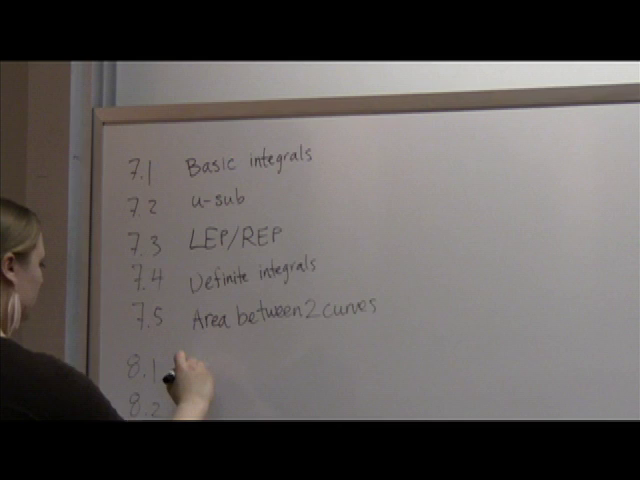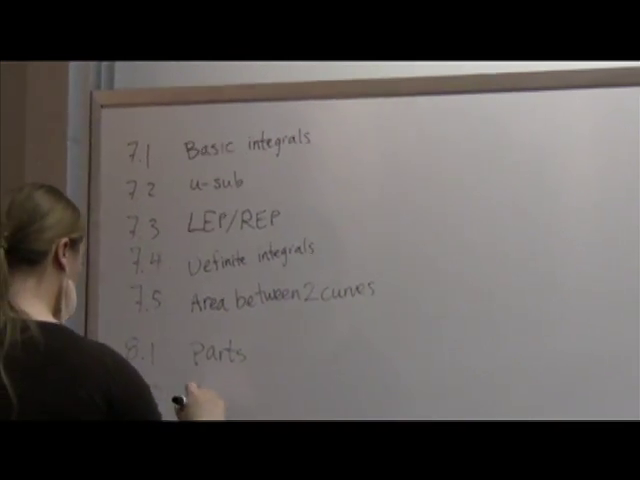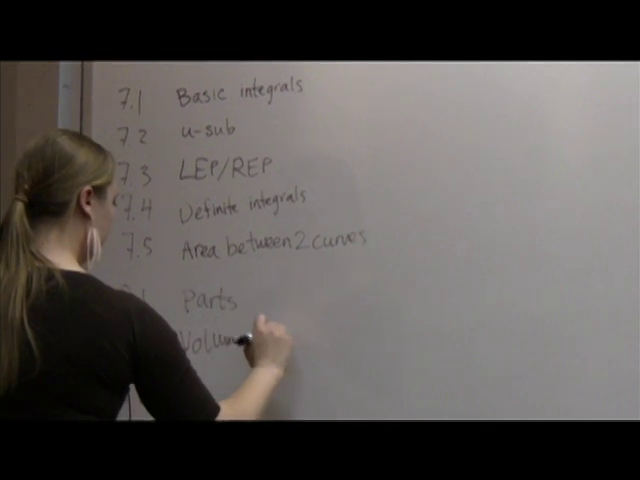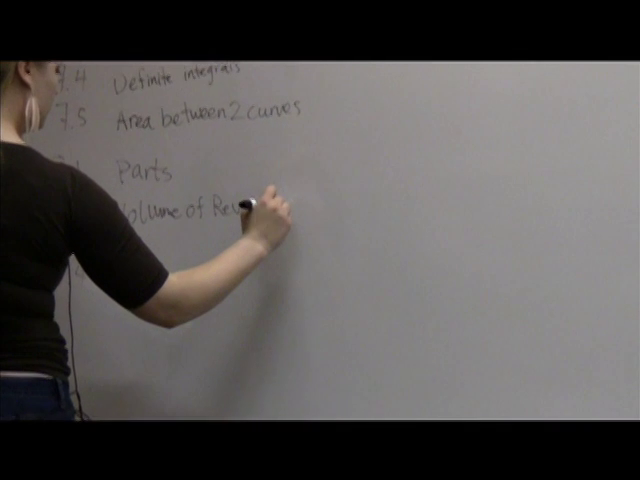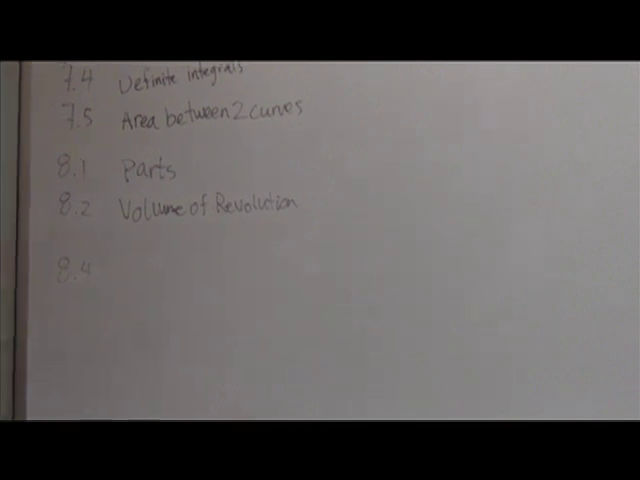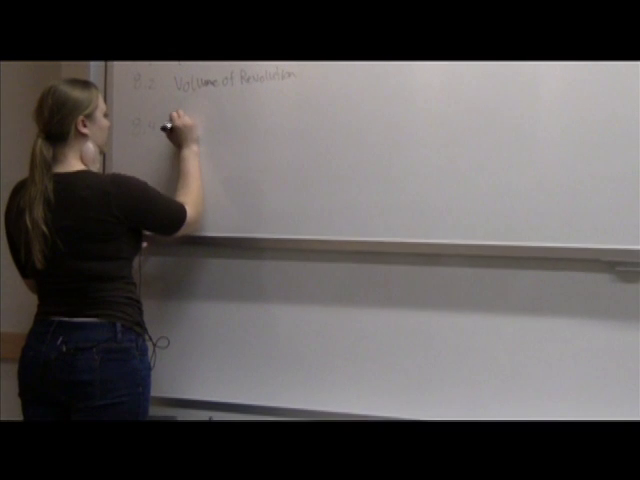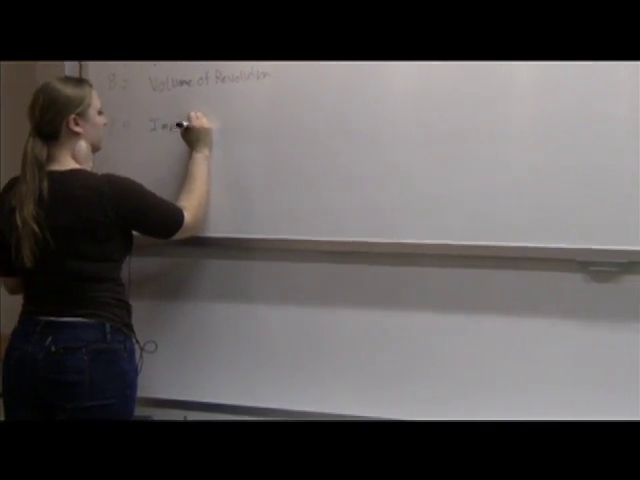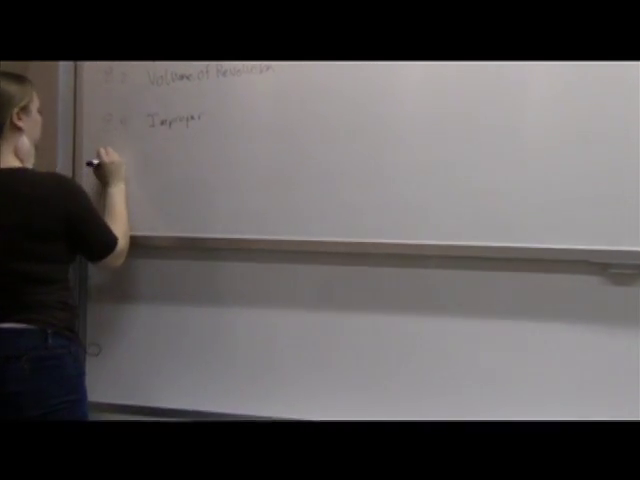Okay, 8.1 is parts. 8.2 is volume. 8.3, you don't do. And 8.4 is improper. And then 13.3, which is trig.